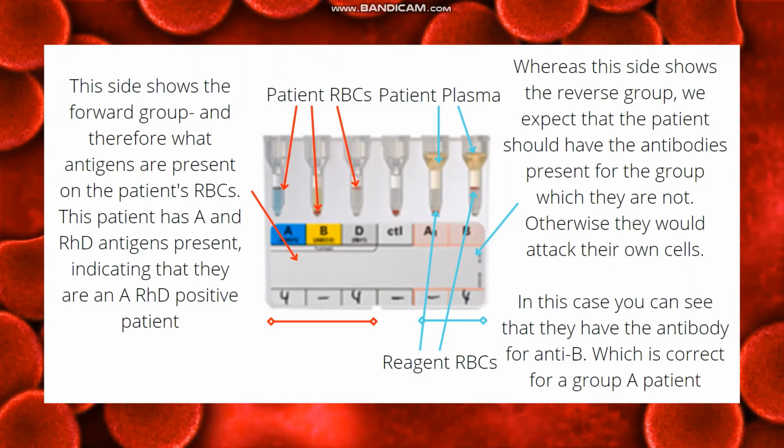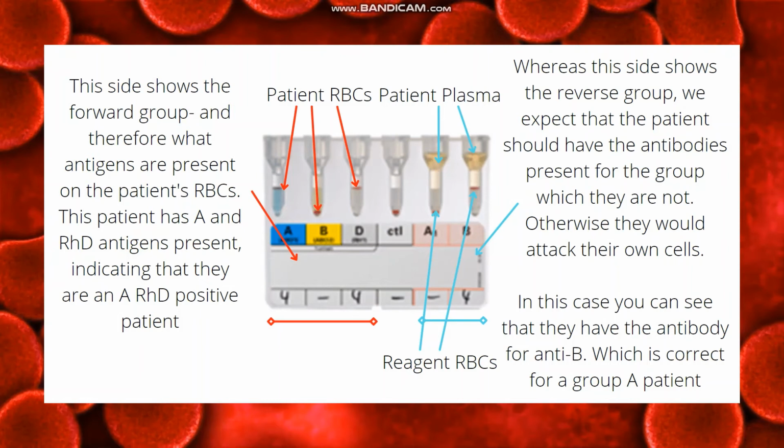Then the majority of our tests will have a control within it, just to make sure that we're not getting inaccurate results. The control should always be negative. If it's positive, then we chuck out the result. So here, all of the red cells are at the bottom. That indicates that the control is negative.